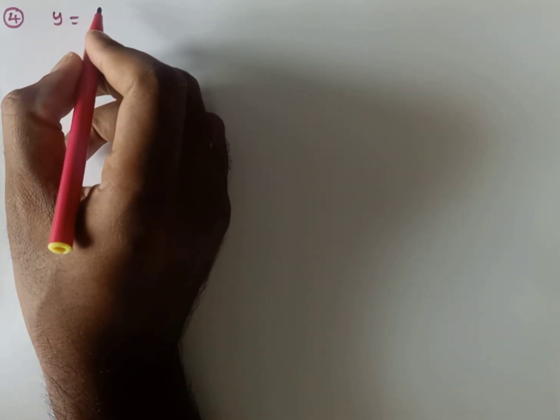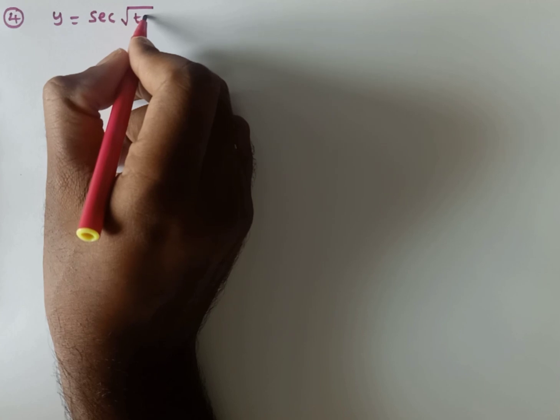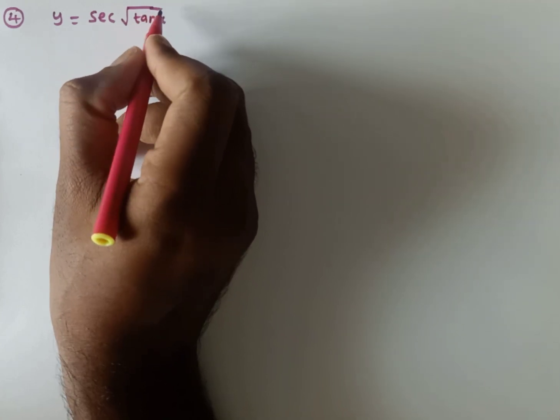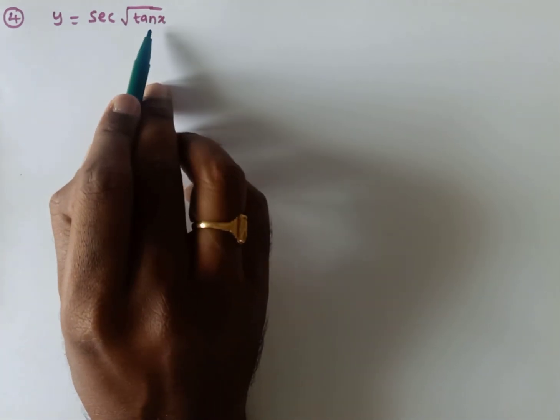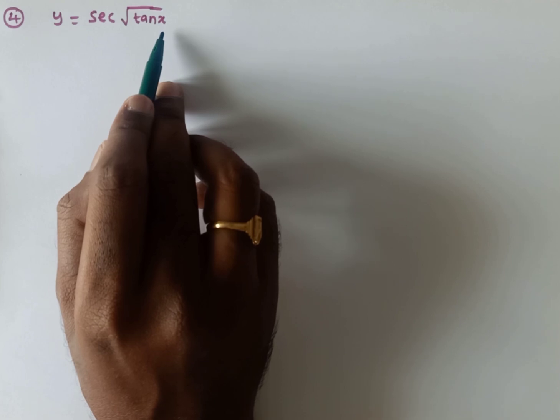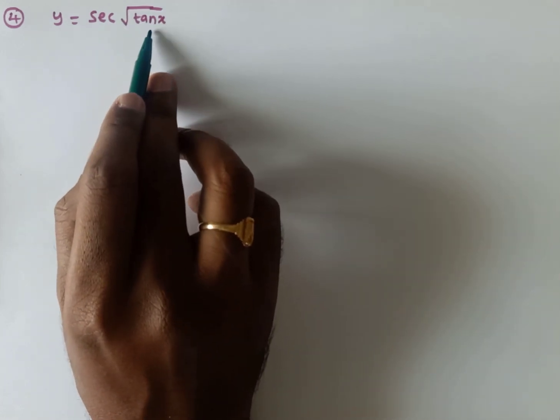Next, fourth one. So if y equals secant of root of tan x, then find dy by dx. Now here you can observe how many functions are there. Here this is a composite function between how many functions? Between 3 functions. Very good. So the first thing is secant, then root, then tan x. That means secant of x, root of x, and tan of x.